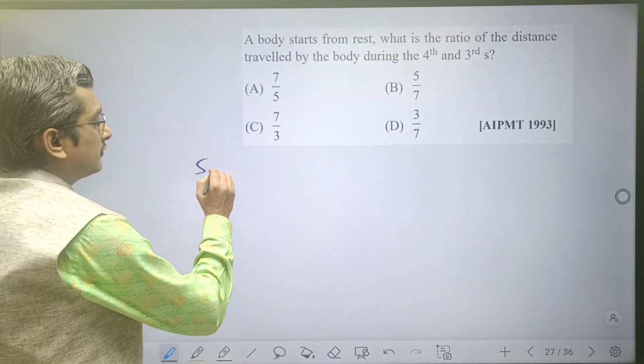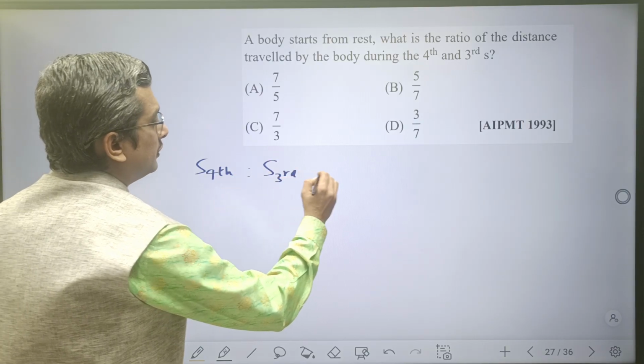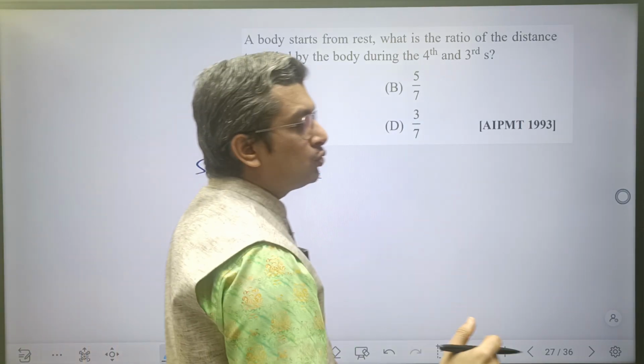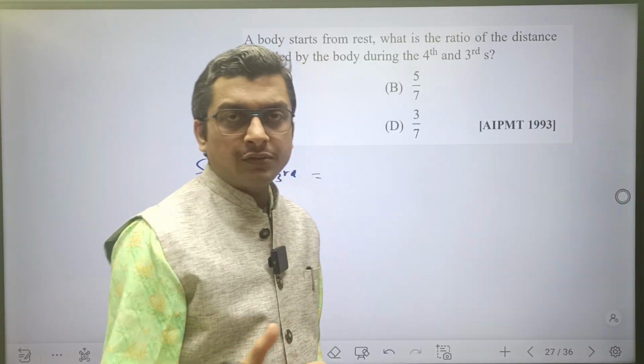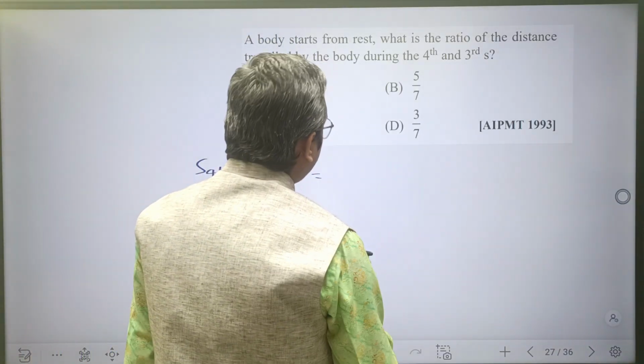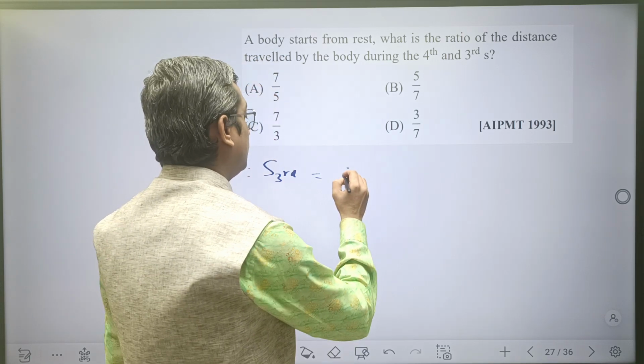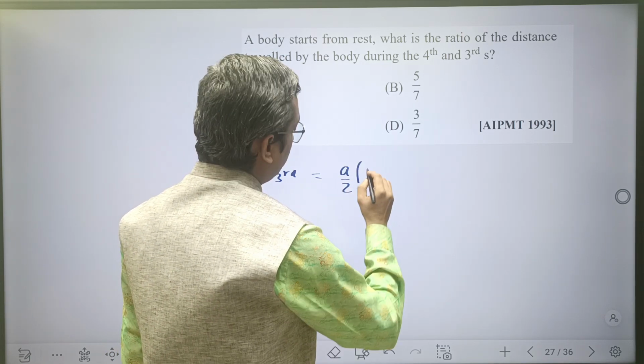Since the distance traveled in the fourth and the third second, isn't it, as for third? So the formula is u plus a by 2, 2n minus 1. Here u is 0 because the initial velocity is 0, as the body starts from rest. So this is a by 2, 2n minus 1.